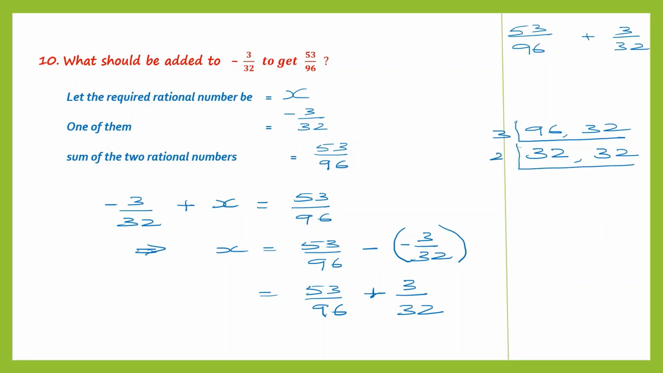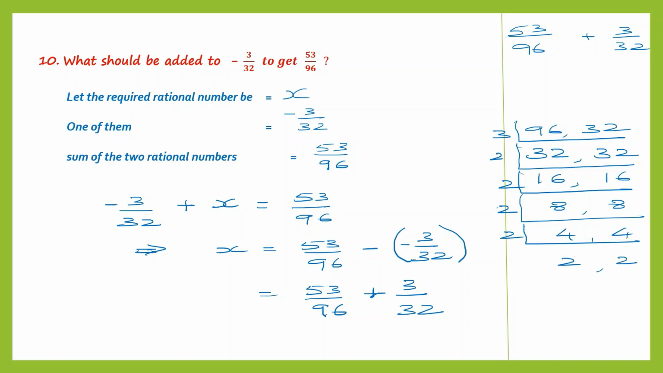Now I can take 2. 2 16s are 32. So 16 here also. Then you can take 2 again. 2 8s are 16. So here also it's 8. Then we continue with 2. 2 4s are 8. Continue again with 2. 2 2s are 4. Then you continue with 2 again. 2 1s are 2 and 2 1s are 2.